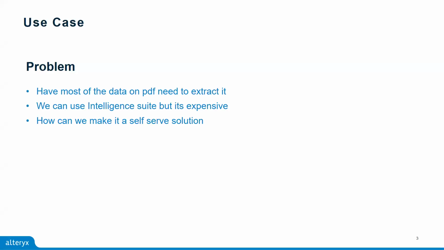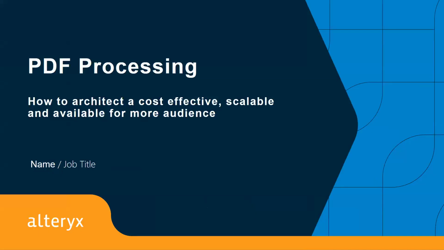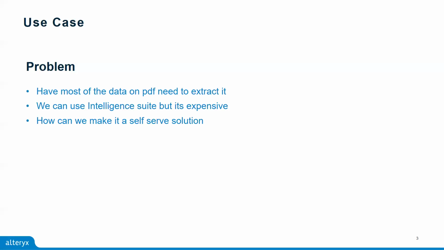The use case we'll be covering is PDF processing, but it's not only about PDF processing; it's about how to build a solution that is more cost effective and scalable. So what are the usual problems that come up? First, we have a lot of data, especially in the financial sector, that we want to process. And sadly, most of it is in PDF, because as financial people, they like to send PDF reports for some reason.